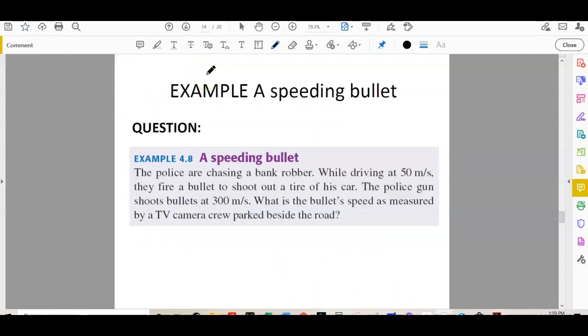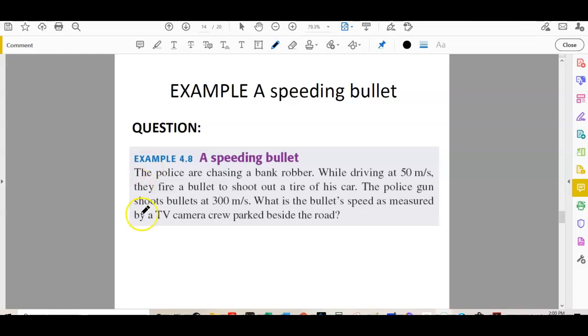And here's another example. You have a police car chasing a bank robber, and the police car is driving at 50 meters per second, and they fire a bullet to shoot out the tires. The gun is going to shoot a bullet at 300 meters per second, while the car is driving at 50 meters per second. Well, they're going to pass by a TV camera crew that's parked on the side of the road. So how fast is the bullet speed relative to the camera crew?